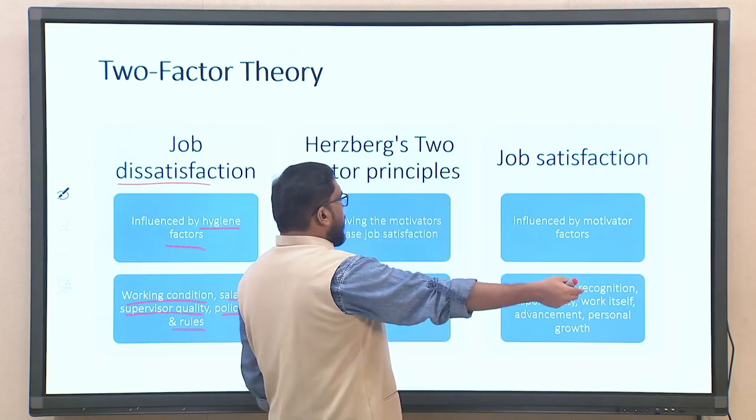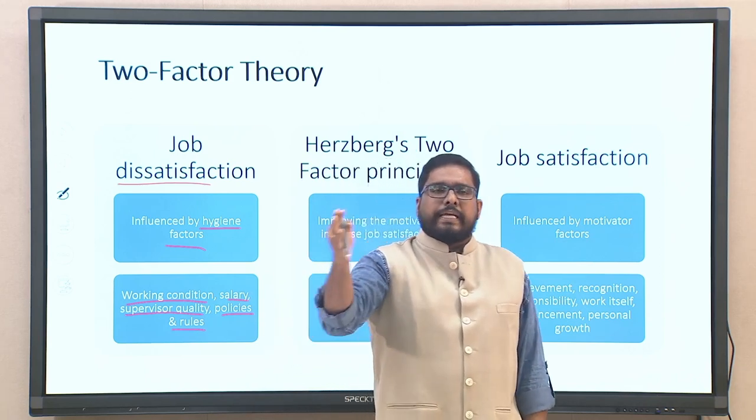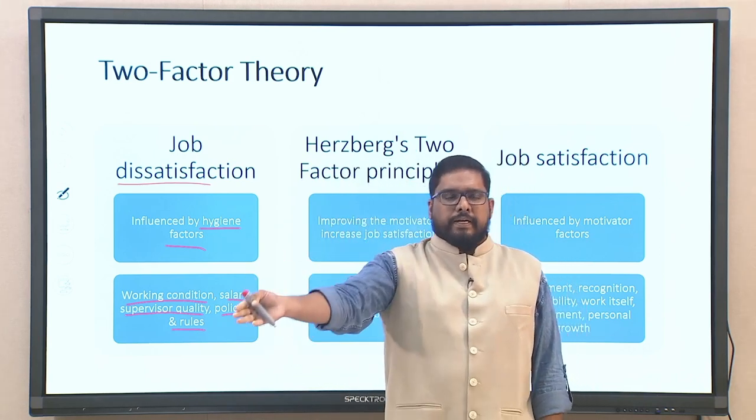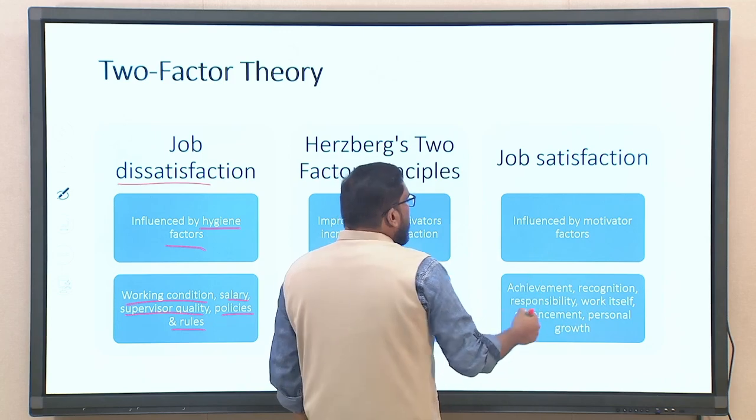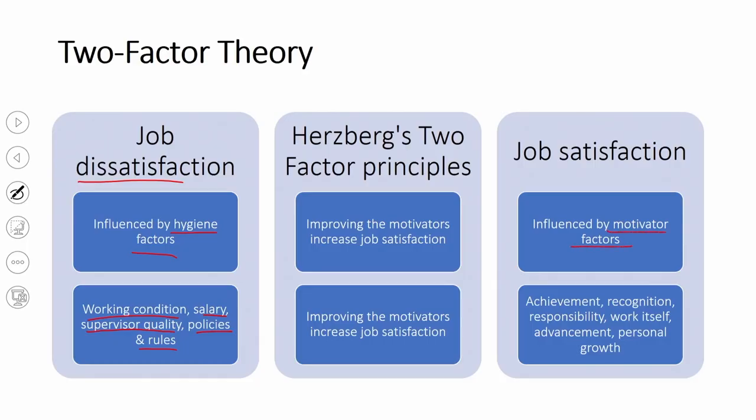Let's look into the other side of the continuum, because Herzberg was a person who has given a continuum in a clear fashion, and I'll explain it now. The second side, the diametrically opposite side, is job satisfaction, which is influenced by motivators or motivating factors. So there are hygiene factors and there are motivating factors. Factors like achievement, recognition, responsibility, the work itself, advancement within the organization, and personal growth. These are some of the factors which can actually trigger satisfaction within you, and you tend to develop yourself better, or you are getting motivated.